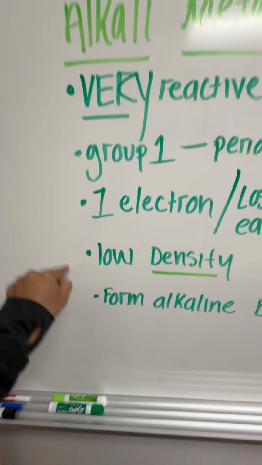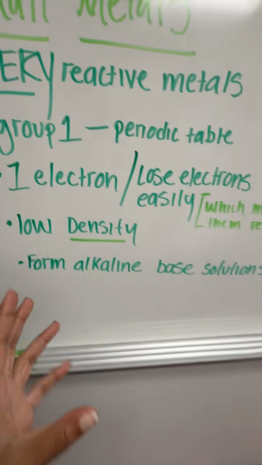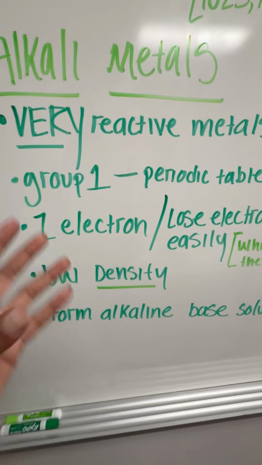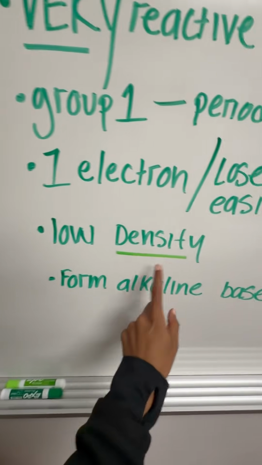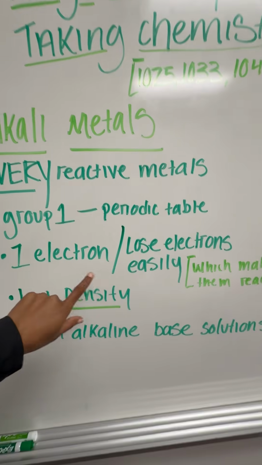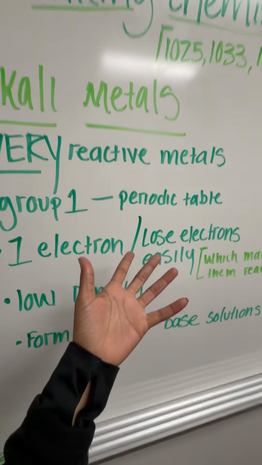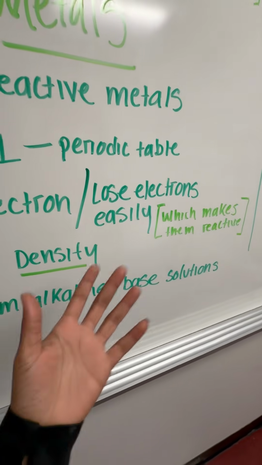Low density. Alkali metals have low density. If we understand what that means pertaining to the topic and the subject, we'll understand what low density means as far as alkali metals, and how that can help us be successful chemists or people in the medical field or people that need to understand chemistry and apply it to our day-to-day lives for our careers.